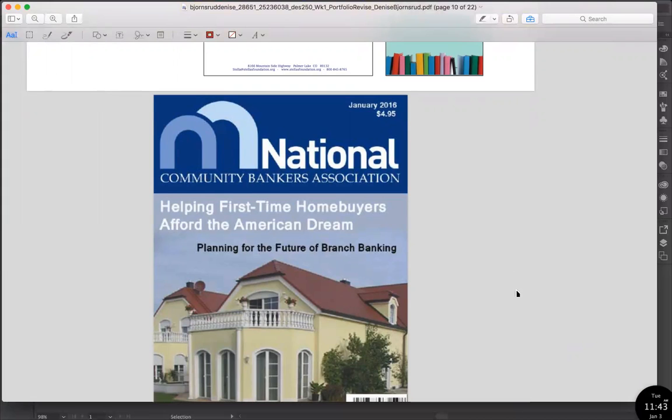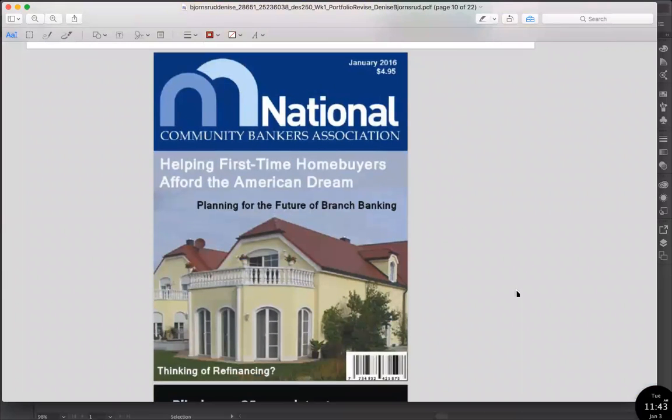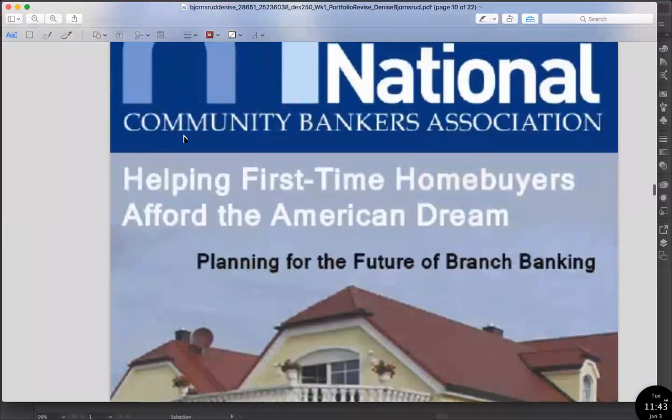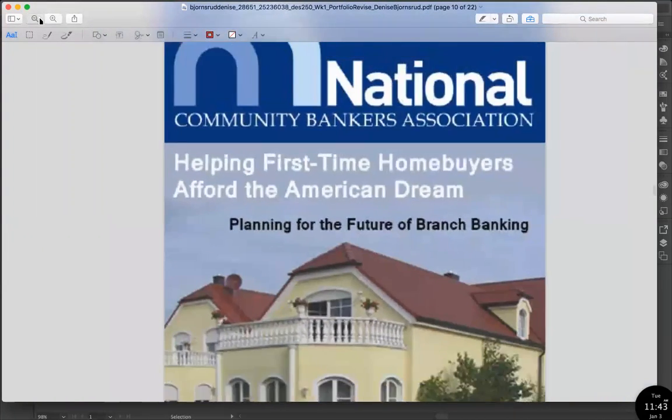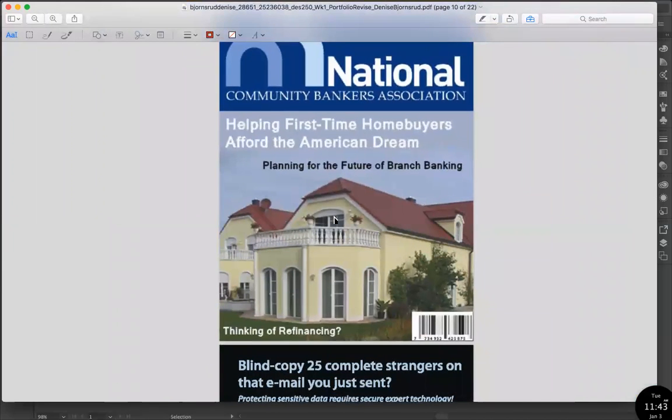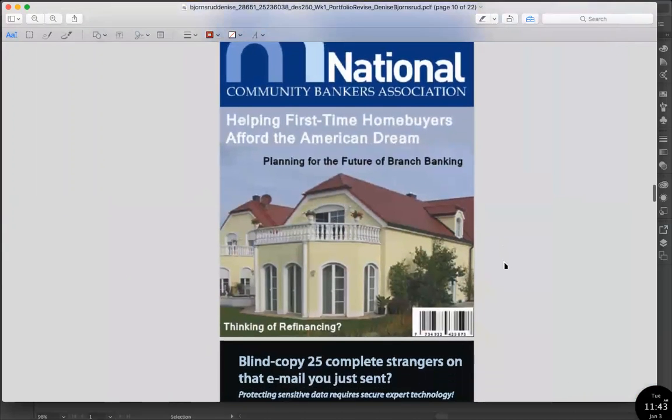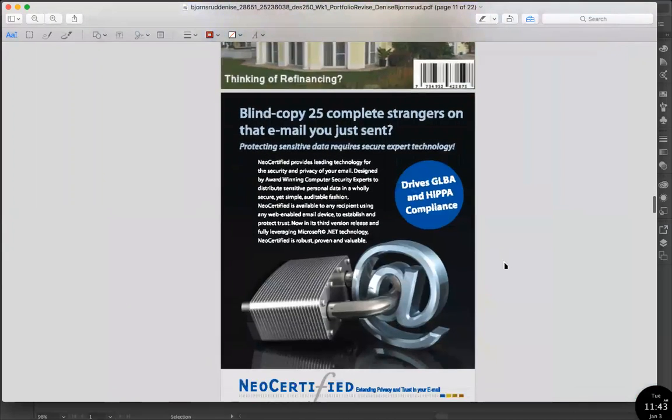Okay, so here we are into the National Community Bankers Association. Now this looks a little low resolution, so it may need to go re-export it from the original file. But we want to make sure we don't have any of this pixelization that's going on here. Good contrast there between those lines of text. Nice job on that.